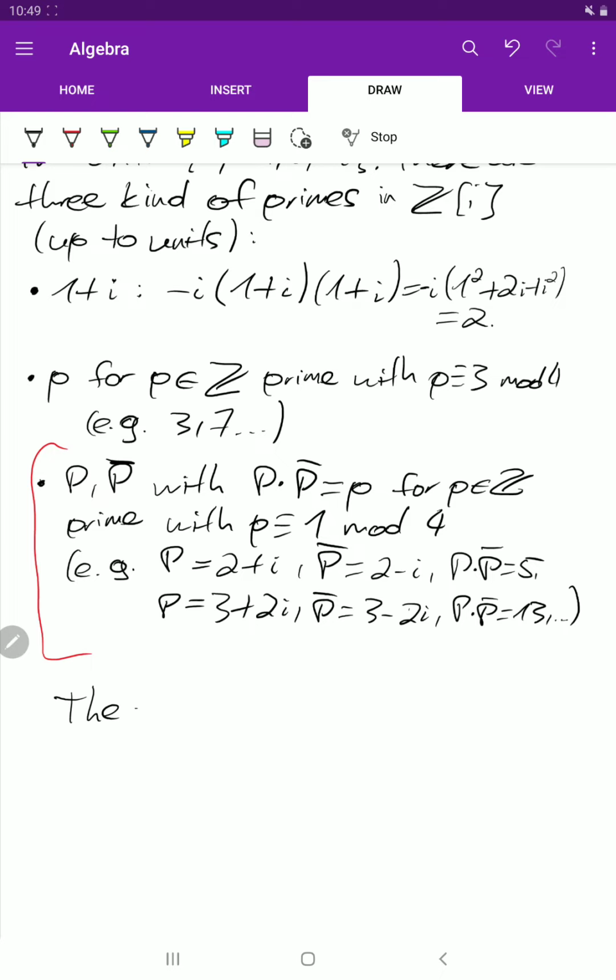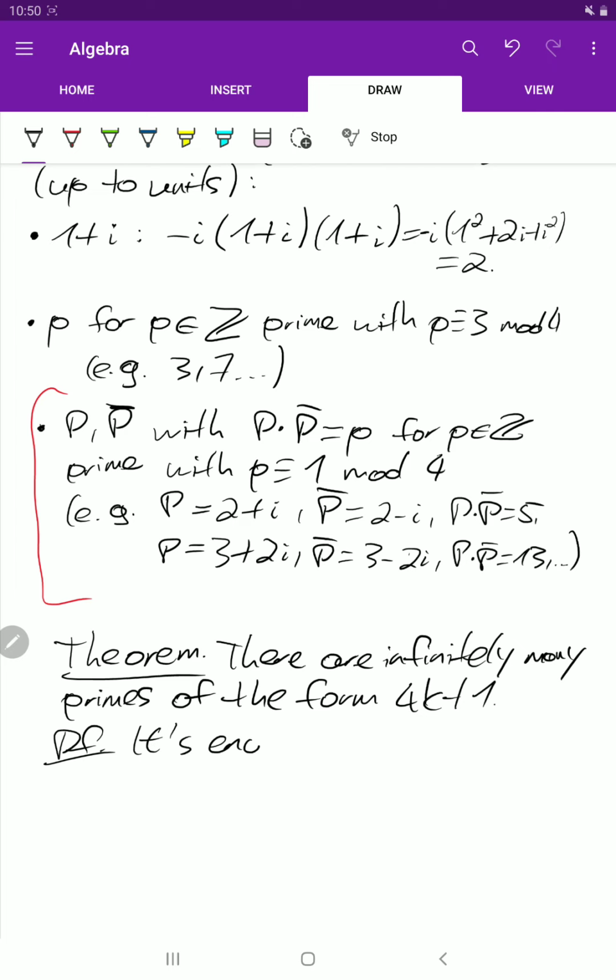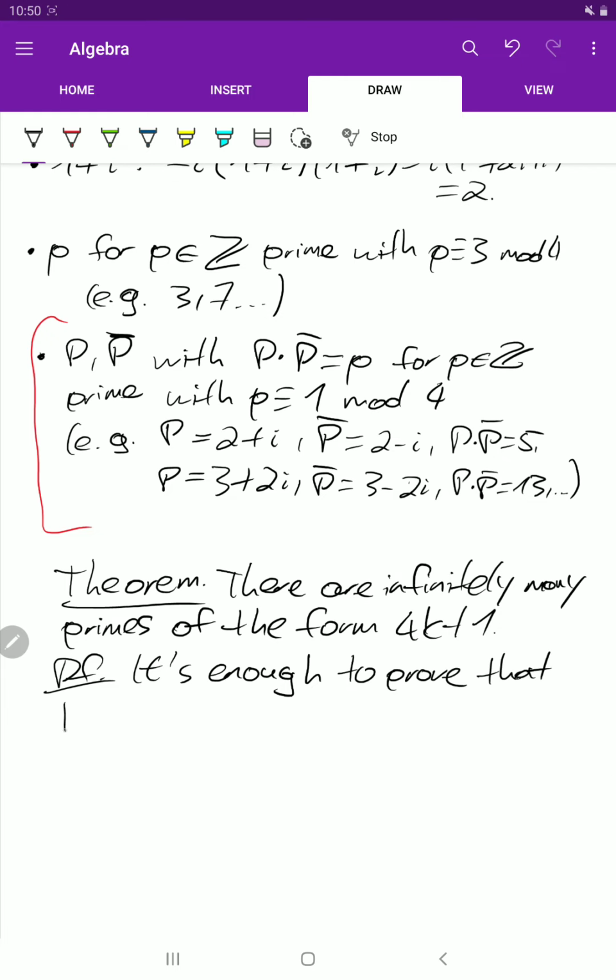So the theorem says there are infinitely many primes of the form 4k plus 1. As the primes of the form 4k+1 correspond to these primes, it's enough to prove that there are infinitely many primes of this kind in the Gaussian integers. So the statement here is about primes in the integers, but we'll prove a slightly different statement which is equivalent.